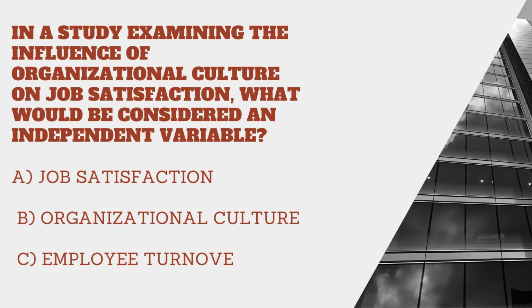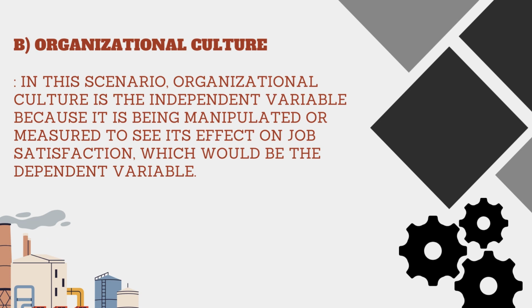In a study examining the influence of organizational culture on job satisfaction, what would be considered an independent variable? A. Job satisfaction. B. Organizational culture. C. Employee turnover. B. Organizational culture. In this scenario, organizational culture is the independent variable because it is being manipulated or measured to see its effect on job satisfaction, which would be the dependent variable.